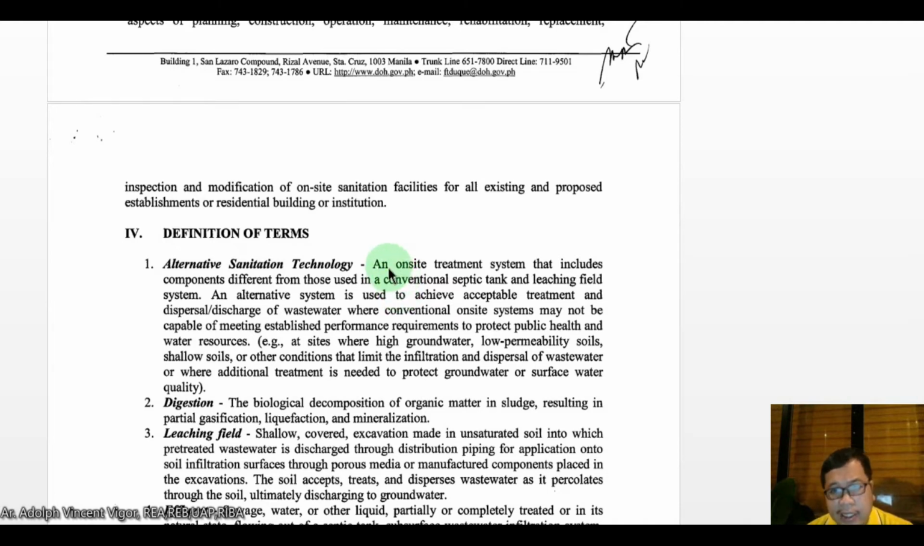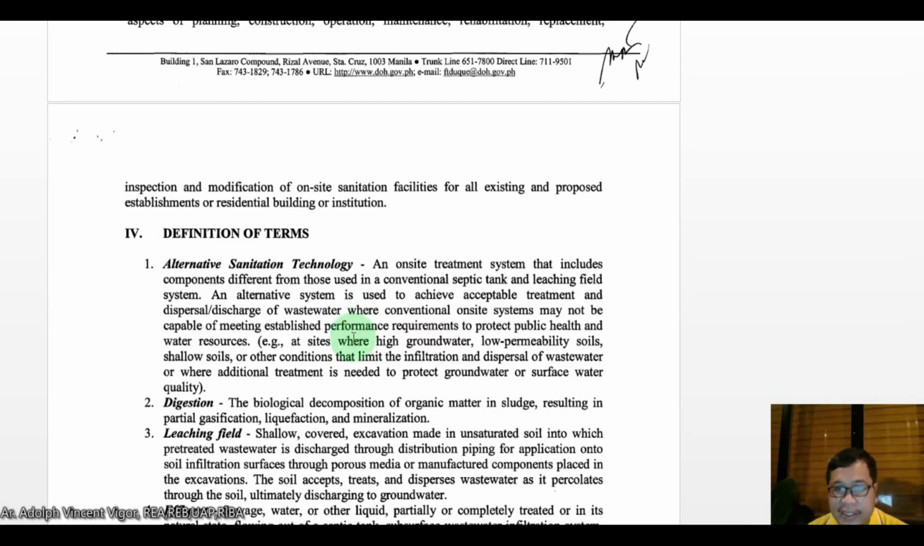So an on-site treatment system that includes components different from those used in a conventional septic tank and leaching field system. So far, class, what we have been discussing in our lectures are what you call the conventional septic tank and some of the basics. But there are also alternative sanitation technologies.